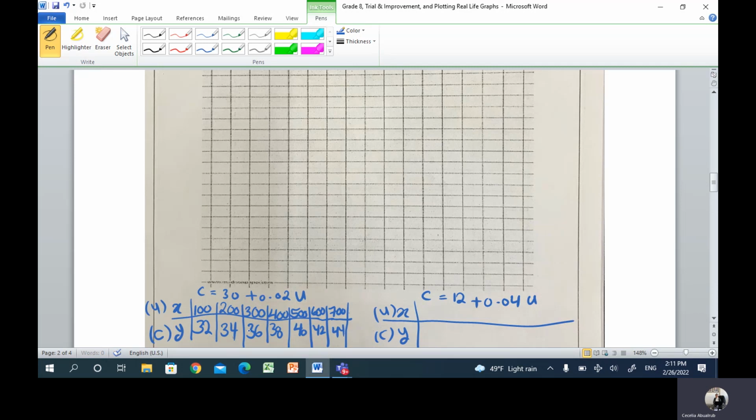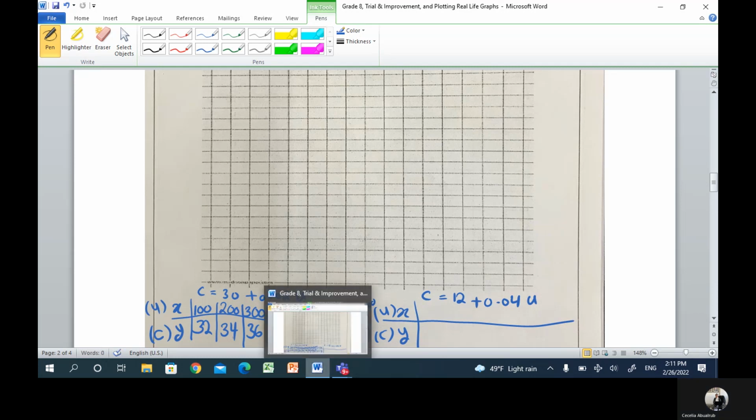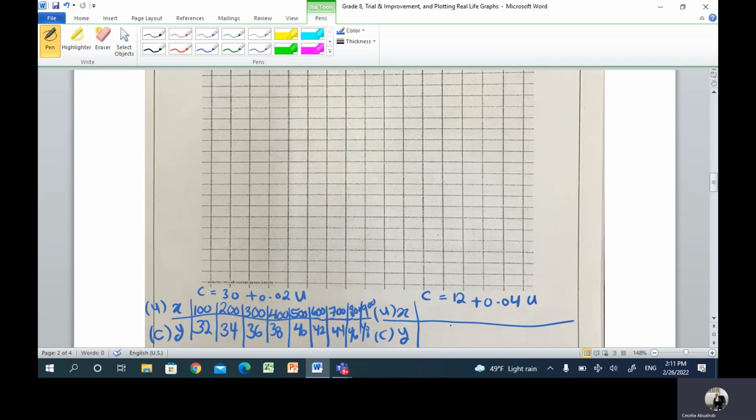As you can see here, there is a pattern. From 32 to 34 is plus 2, from 34 to 36 is plus 2. So I can, without using a calculator, assume that if I consume 800 units, this is going to be 46. And if I consume 900 units, this is going to be 48. Let's go to the second equation.